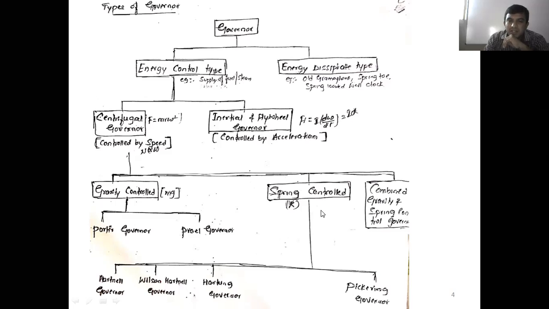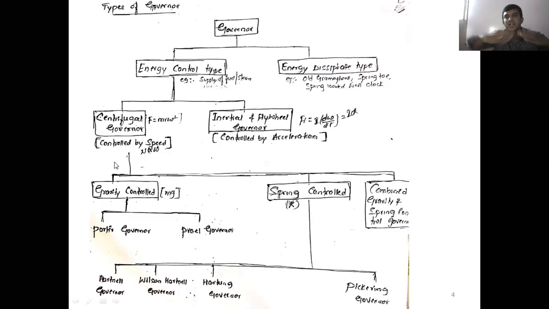Or you can see that it is spring controlled. We use a spring. What property does the spring show here? Stiffness property, force per unit deflection. That is called the stiffness property. Or you can combine both gravity controlled and spring controlled, the combined gravity and spring controlled governor. There is a combination here. This is what comes under the centrifugal governor.